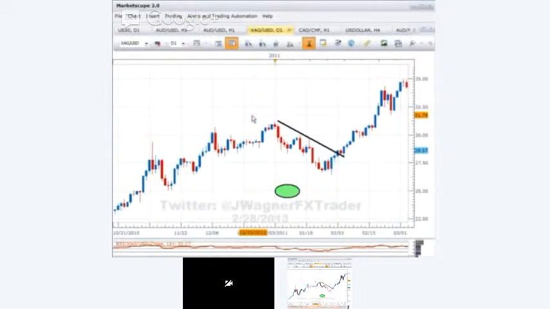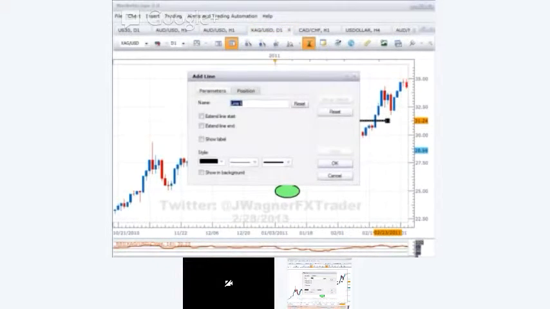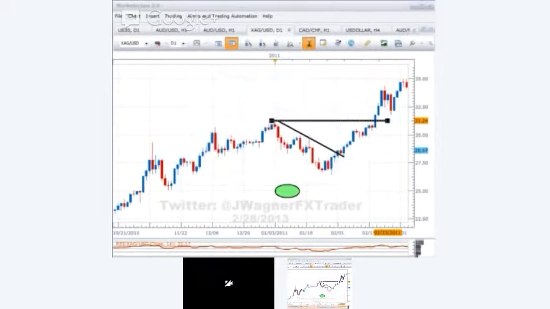The other way that we could trade this could be based off of horizontal levels of support or resistance. In this case, we could look for horizontal levels of resistance, which would be a former swing high.